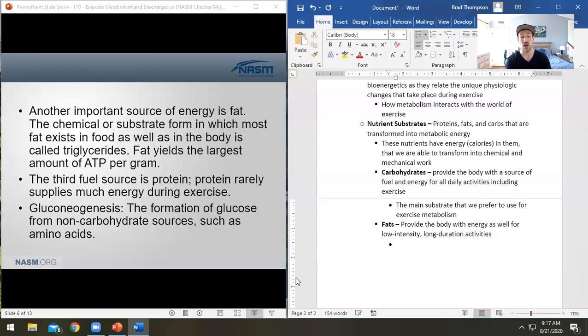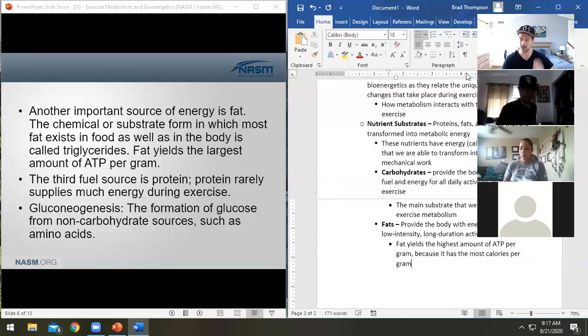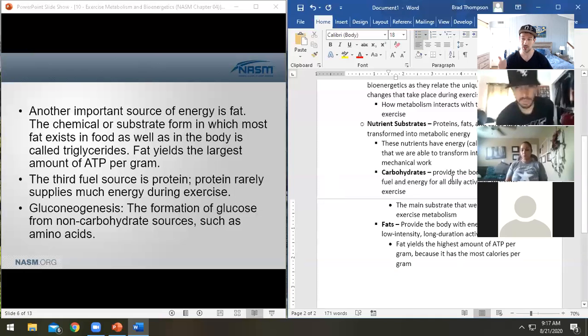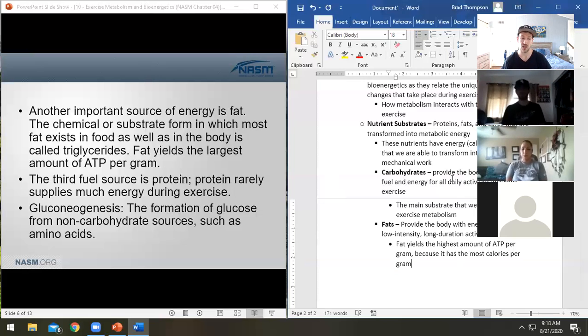Right. Fat actually yields the highest amount of ATP per gram because it has the most calories per gram, right? When we look at our substrates, we've got proteins, fats, and carbs. Proteins and carbs both have 4 calories in every gram, but fat has 9 calories per gram, right? So that's actually a really good source of energy. And this is why we do like fat. Don't get me wrong, I'm definitely a fan of having plenty of fat in our diet, but it's used for different purposes, right?